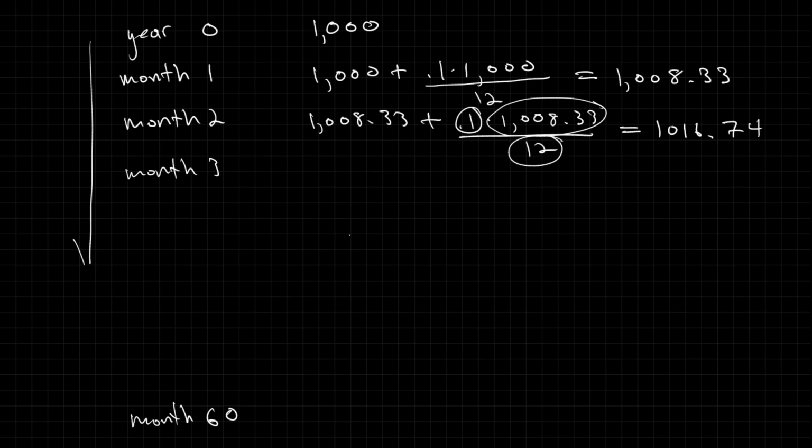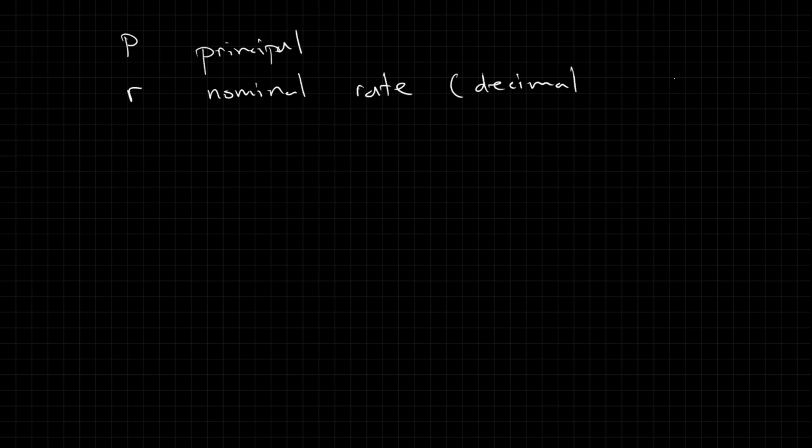So now that you have a basic idea of how compound interest works, let's take a look at a formula which shortcuts these calculations. So let's say that, let's call P the principal. Let's call R the nominal rate. And R here, one thing that is important for this formula is that it's in decimal form. So for example, if you're given an interest rate of 10%, R needs to be equal to 0.1.